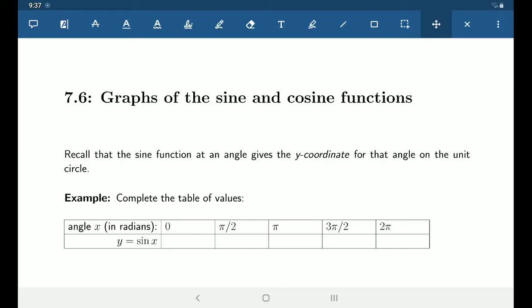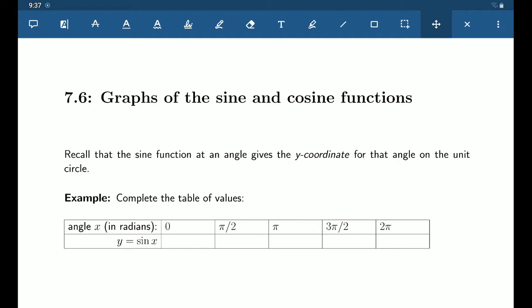We're going to be working on graphs of the sine and cosine functions, including graphing sine and cosine functions using transformations. First off, for the sine function, we defined it in the unit circle as being the y-coordinate on the unit circle for a given angle x.